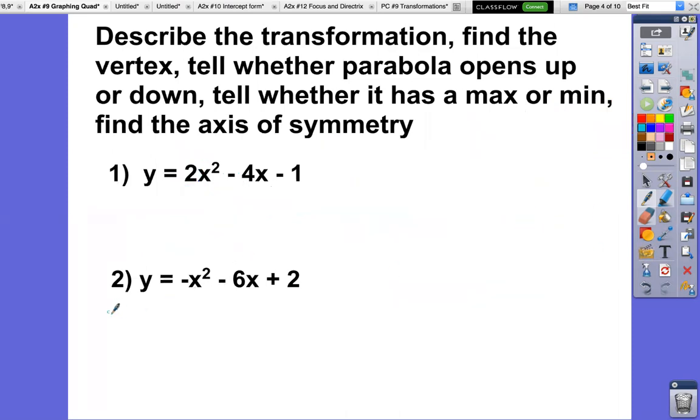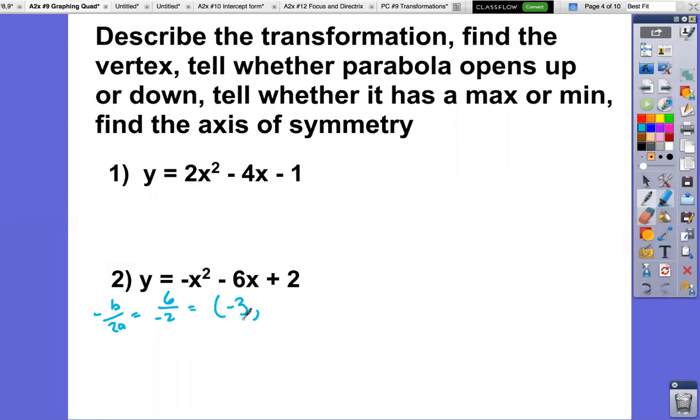But how do I find my vertex? My vertex is opposite of b over 2a, which gives me what over what? 6 over 2 times -1. Exactly. So my x coordinate or my h value is -3. So right away, because that's -3, I could go ahead and describe it. Now let's wait for the end for that.